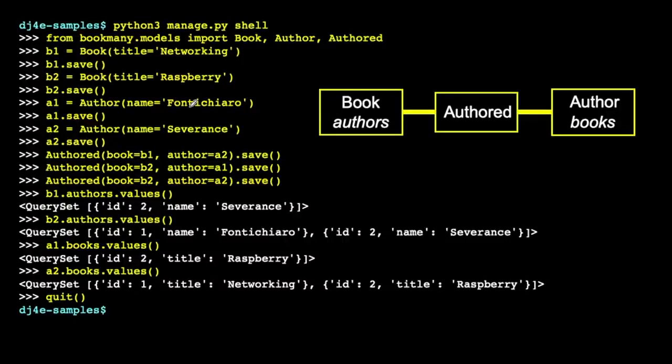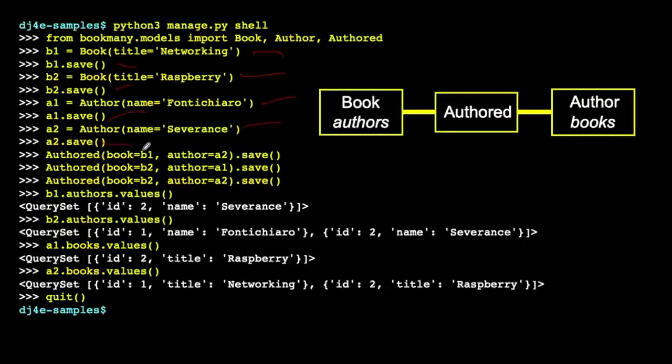So we import bookmany as the name of the application, and the models are Book, Author, and Authored. So some of this hopefully is starting to look familiar to you. We create an object of type Book model, the title's Networking, and then we save it. Remember, save is the thing that transmits the in-memory object into the database and populates that ID field. And when you start linking these together, populating the ID field is very important. We do a Raspberry Pi book and we save that, and now we're going to make an author for Kristen and save that, an author for me, and we save that.